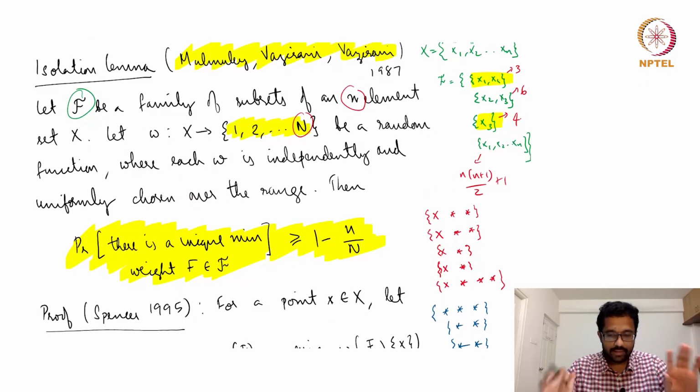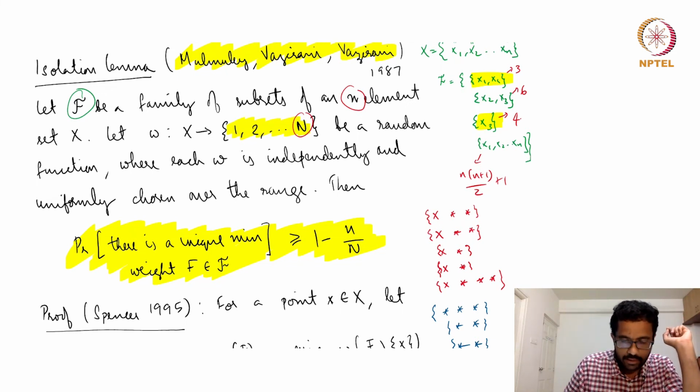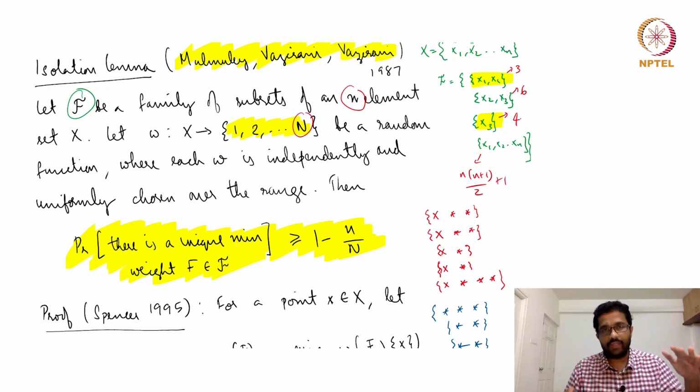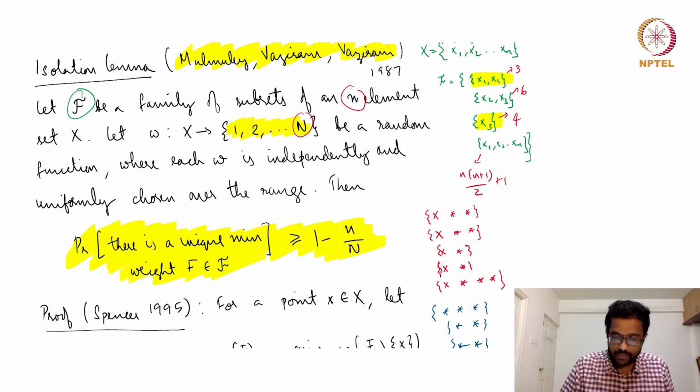Again, let me restate the statement. Suppose X is a set containing n elements, we are assigning weights to these n elements, and script F is a family of subsets of X. If you assign weights randomly to the elements of X, and you compute the weights of the sets in script F as the sum of the weights of their elements, then the probability that there is a unique minimum weight set in script F is at least 1 minus n by N.